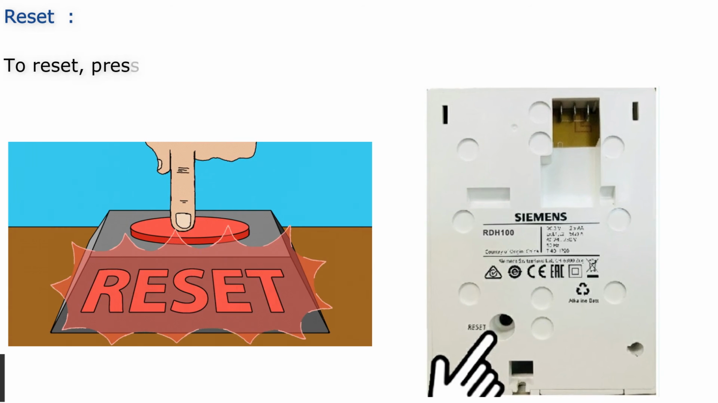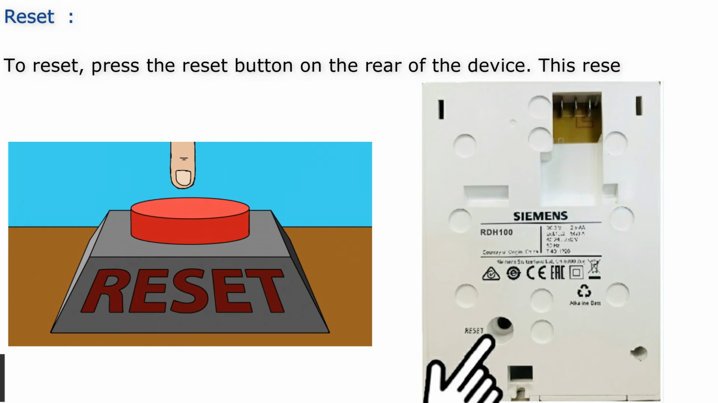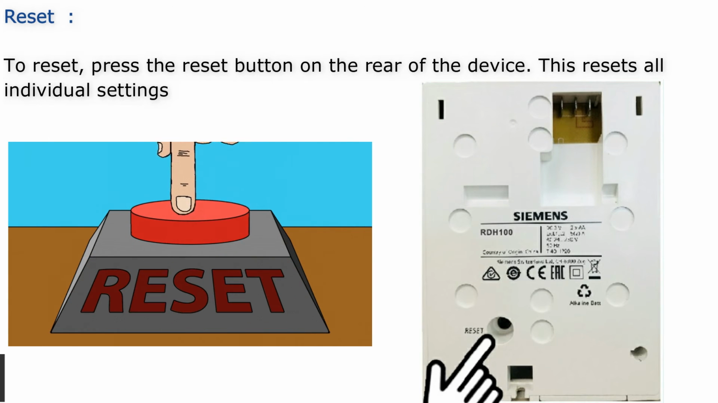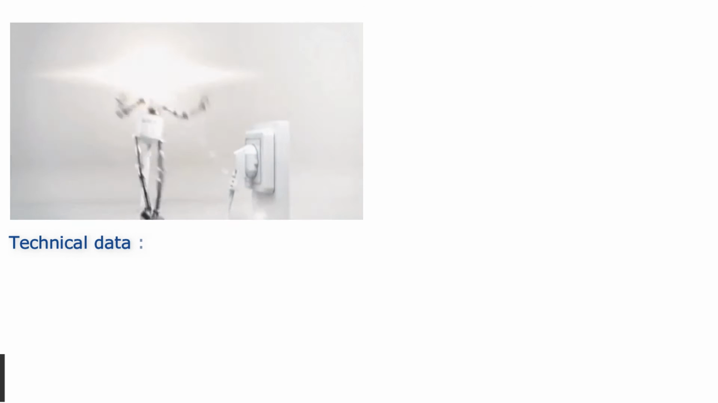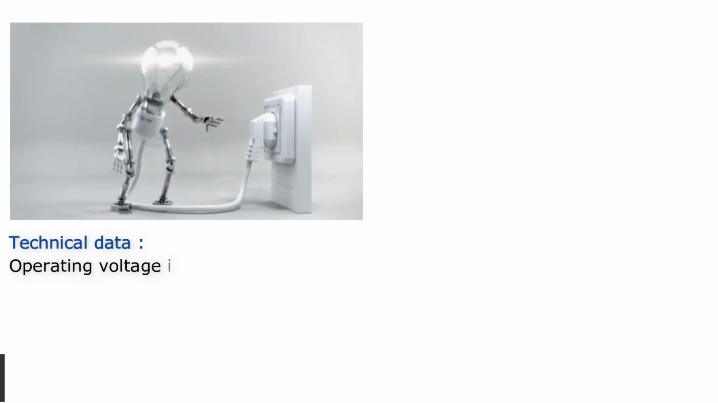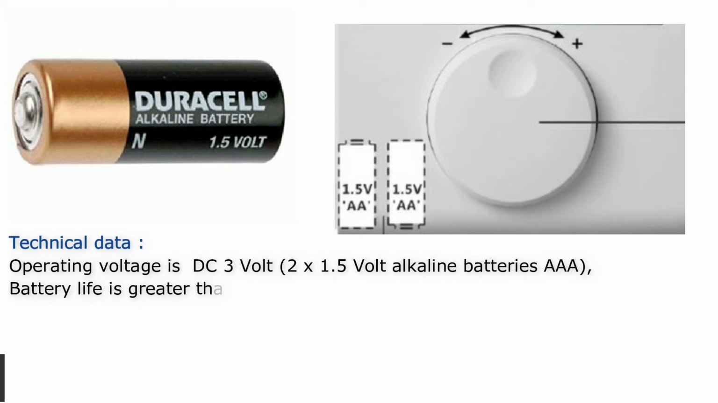Reset. To reset, press the reset button on the rear of the device. This resets all individual settings to their default values. Technical data. Operating voltage is DC 3 volt, 2x1.5 volt alkaline batteries AAA. Battery life is greater than 1 year, with AA alkaline batteries.